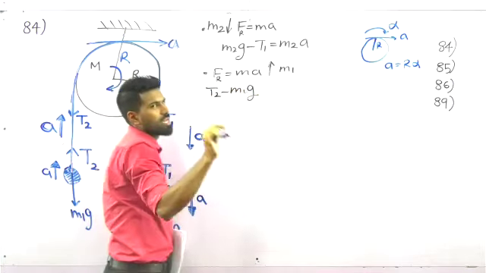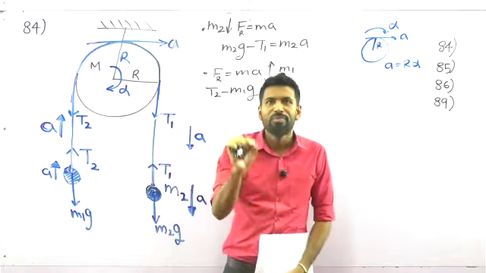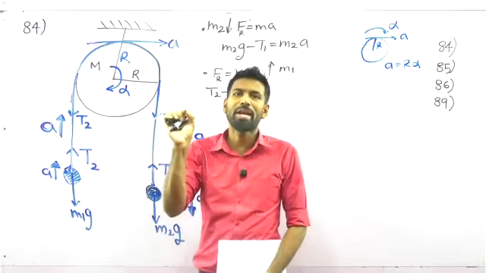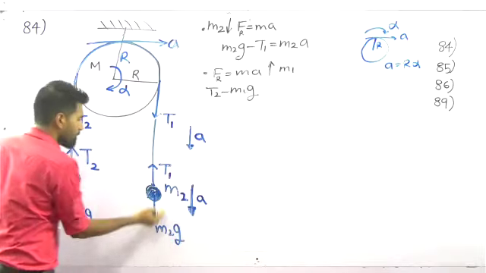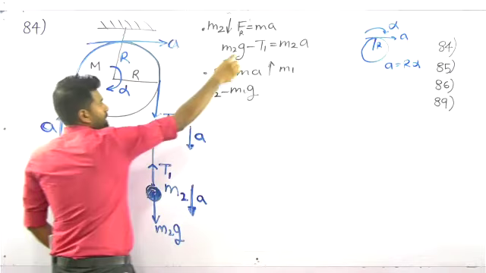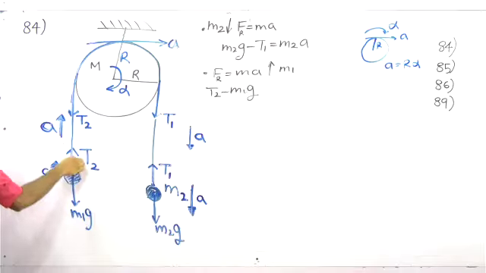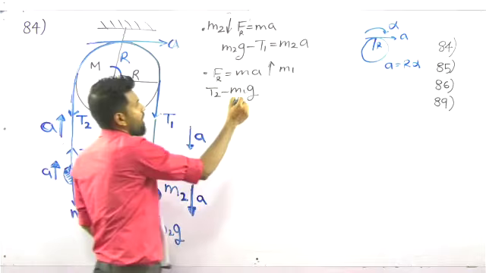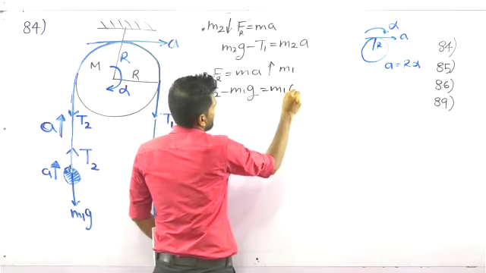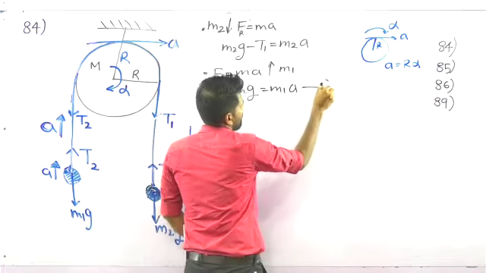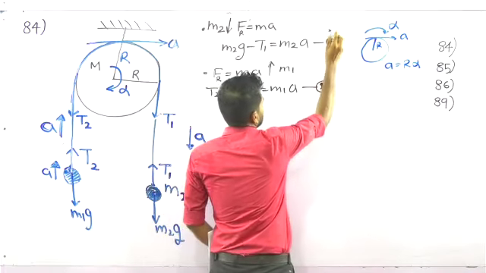In the F equals MA equation, what is F? The resultant force in the direction considered. So here, M2G minus T1 equals M2A. Here, T2 minus M1G equals M1A upward. Two equations: this is the first equation, and this is the second equation.